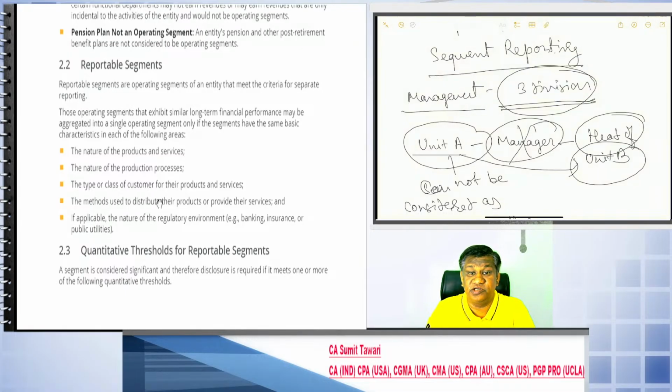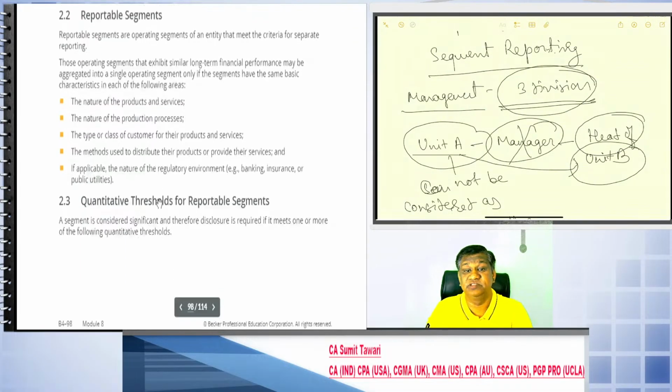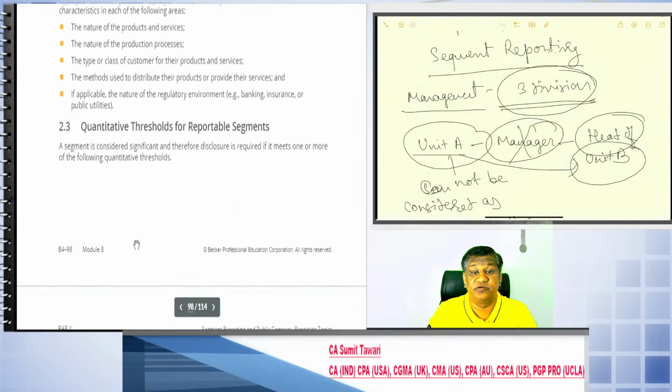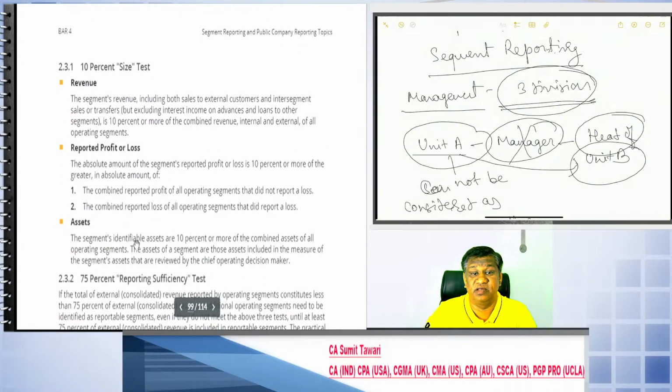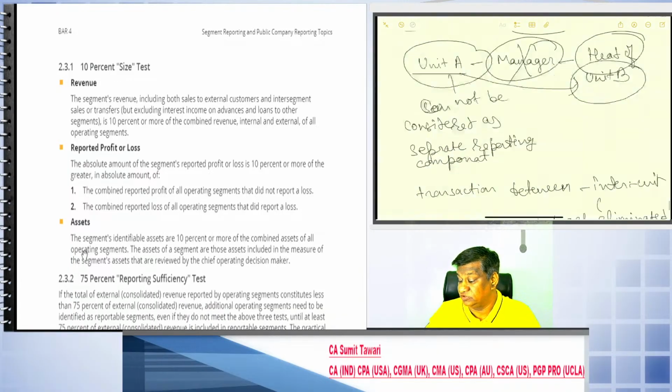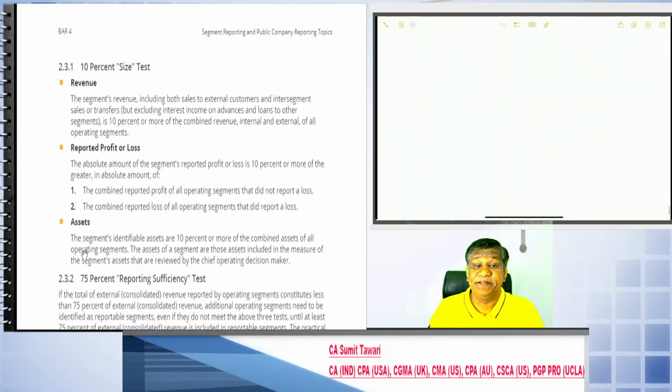Okay, quantitative threshold for the reporting segment, meaning what you need to report. For that there is a quantitative threshold. A segment is considered significant and therefore disclosure is required if it meets one or more of the following quantitative thresholds. So you can see there are three elements, and you need to consider any one of them. Okay, 10% size test, so it is not that all three need to qualify. If any one of these qualifies, then you need to report it as a separate reporting segment.